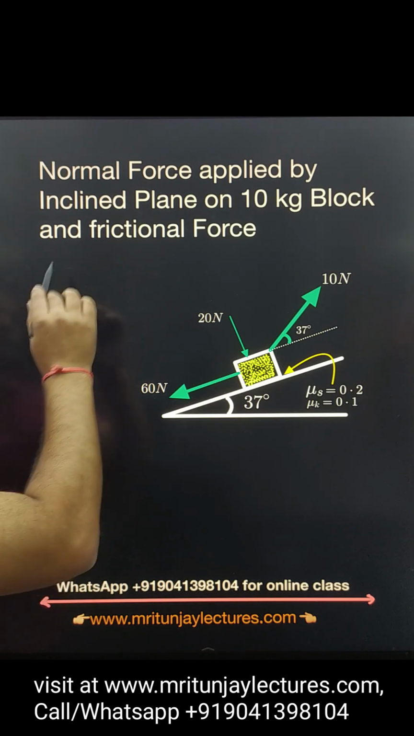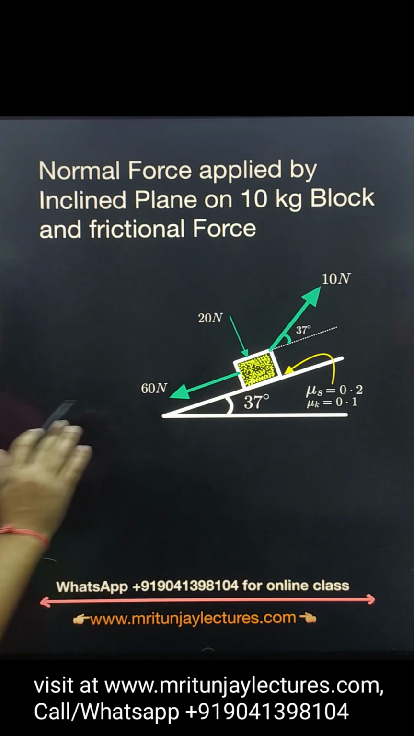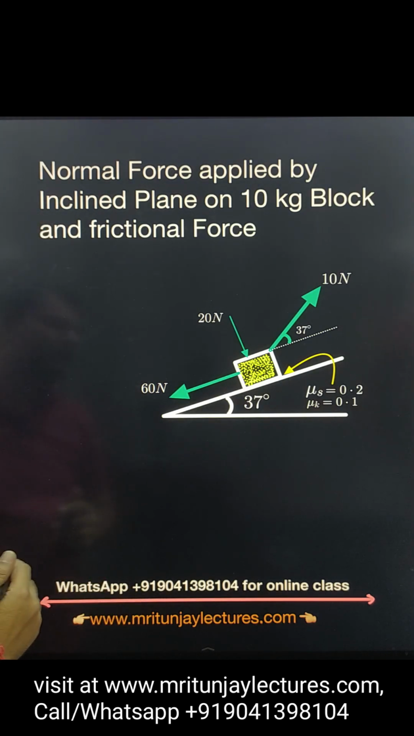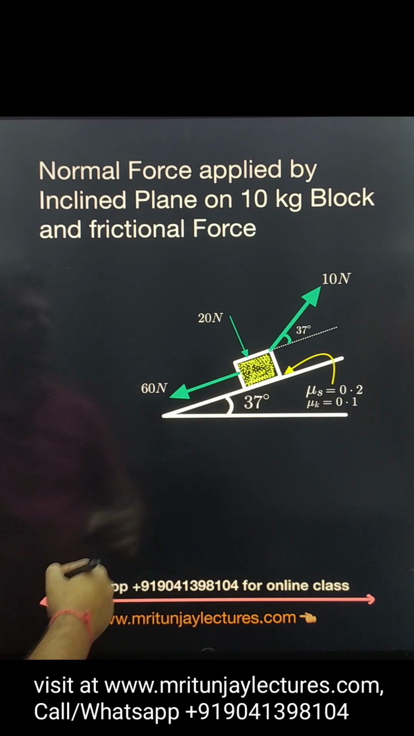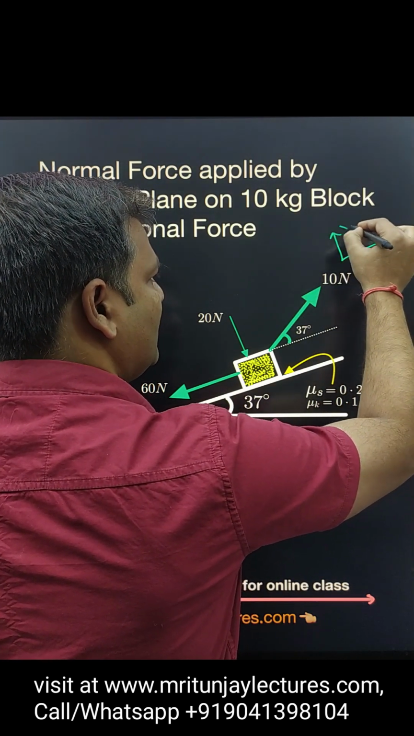Now, question of the day: find the normal force applied by the inclined plane on the 10 kg block, and the frictional force. So, how can we determine this? Simply, first of all, make a free body diagram of the 10 kg block. This one is the 10 kg block. Okay, and resolve all components along the capital X axis and capital Y axis.